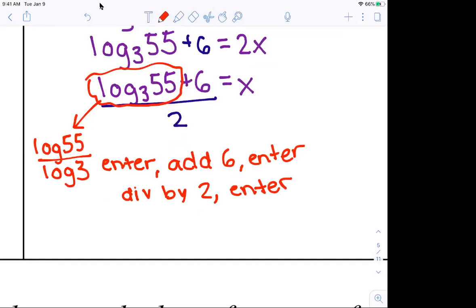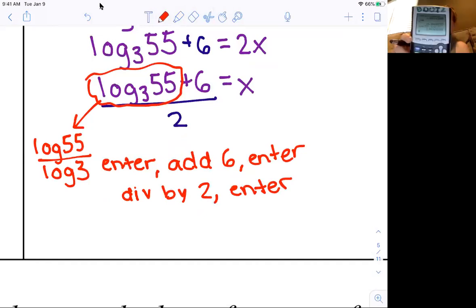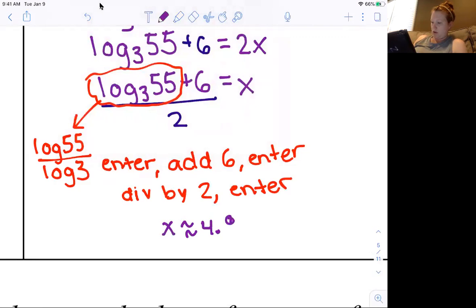So if we take a look, I just typed in log 55 divided by log 3. And then the next step is going to be to add 6 to that value. I'm going to hit enter. And then I'm going to divide everything by 2. And that's going to give me about 4.82. Now notice how I did not just add 6 and divide by 2 without hitting enter, because I have to follow order of operations. If I added 6 and divided by 2, it would have only divided 6 by 2, and I wanted to divide the whole thing by 2. So notice how I kept pressing enter between each of the steps.